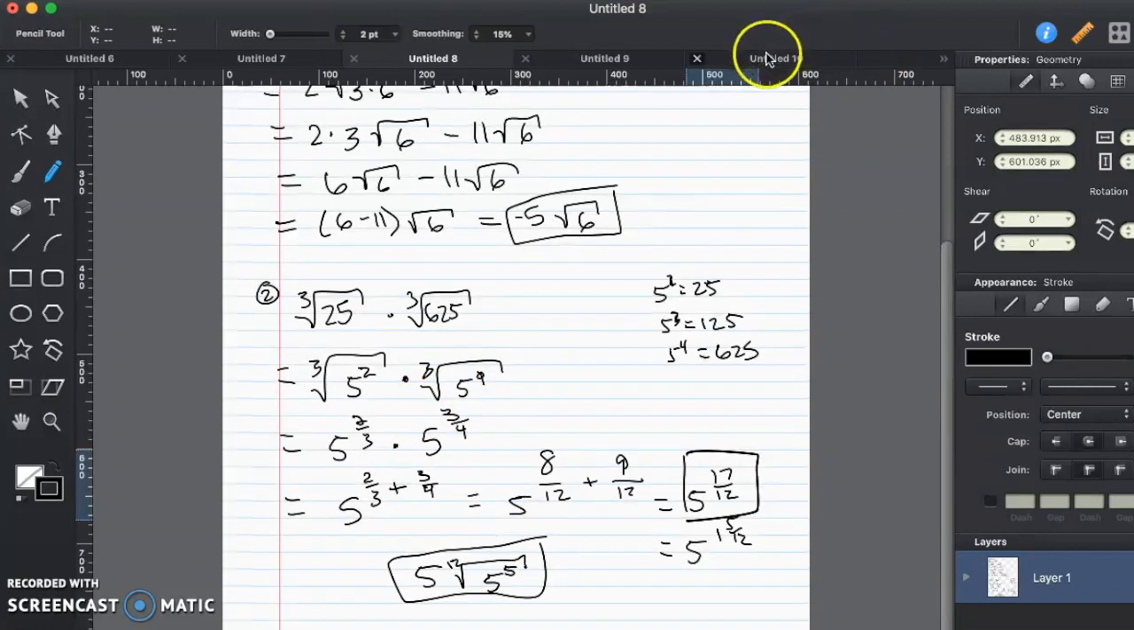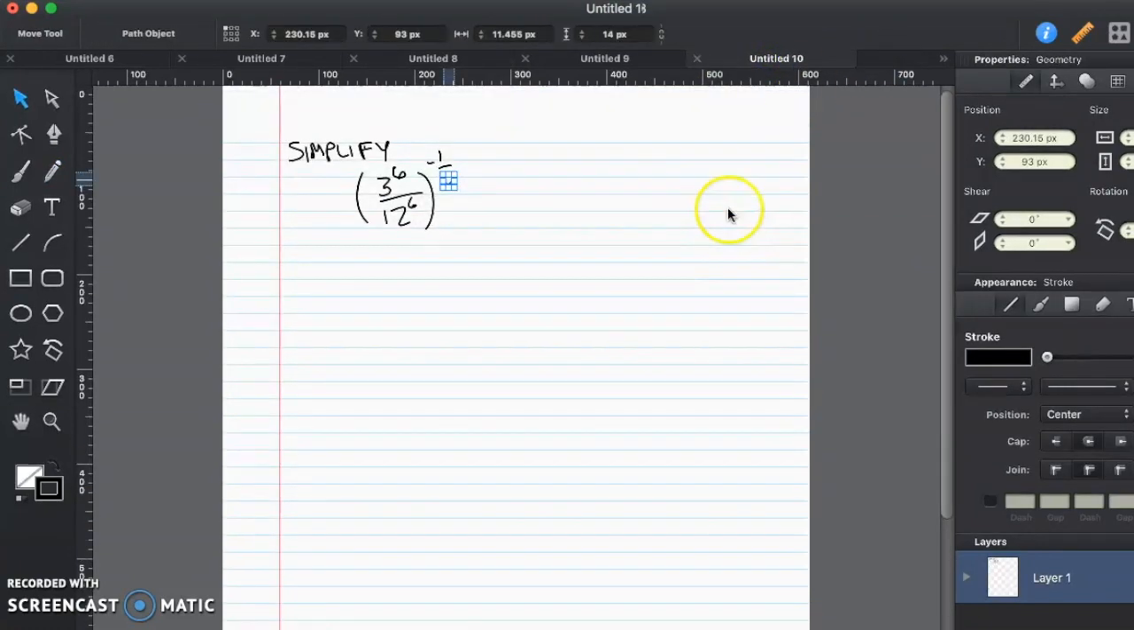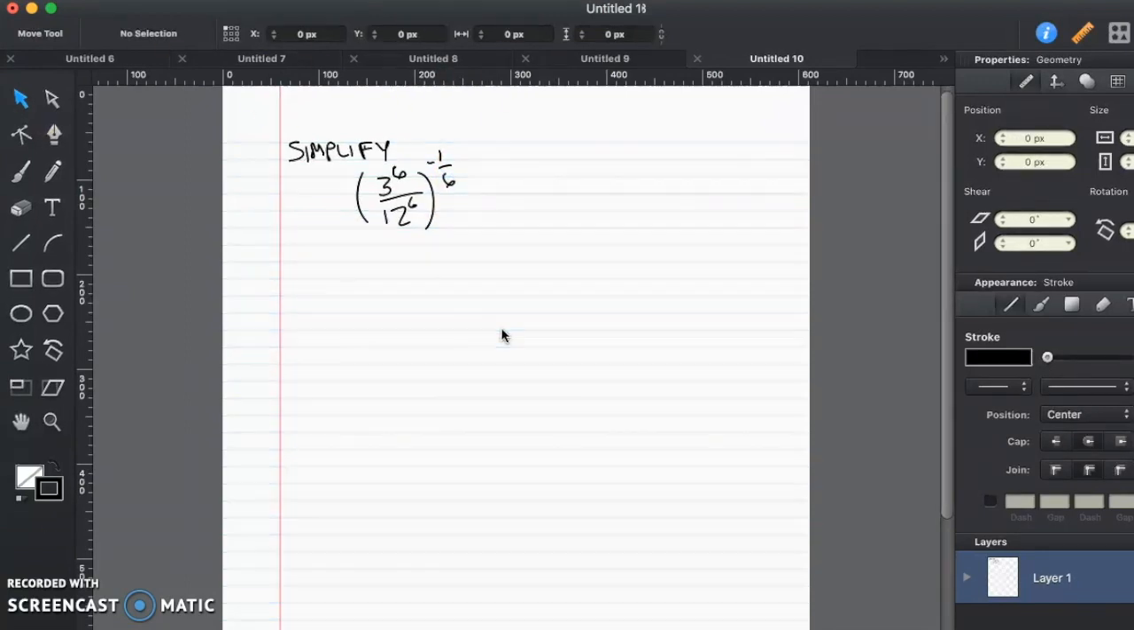Okay. Now that you're done with this part 2, what I want you to do is use your knowledge of what you know, and try to simplify this expression.